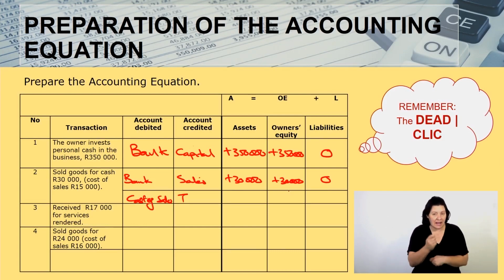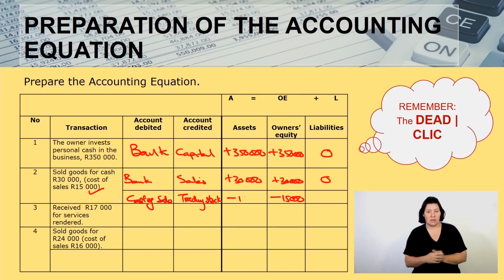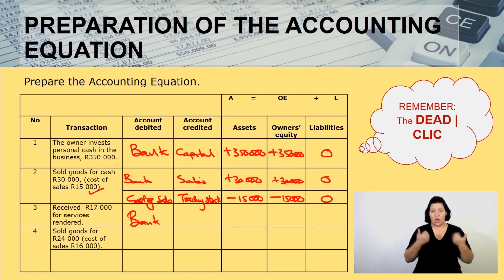And then we come here, cost of sales. Cost of sales and expenses increasing, therefore owner's equity is decreasing. 15,000. Then trading stock. On my trading stock, I'm going to come here, what do I say? Minus 15,000. Liabilities, no effect again. Received 17,000 for services rendered. We are receiving. So account debit is bank. Once I debit my bank, my assets is plus 17,000.